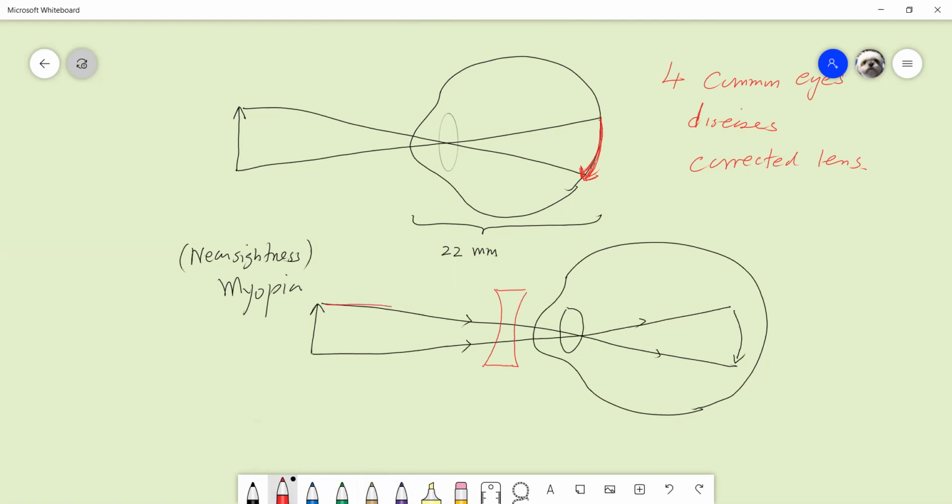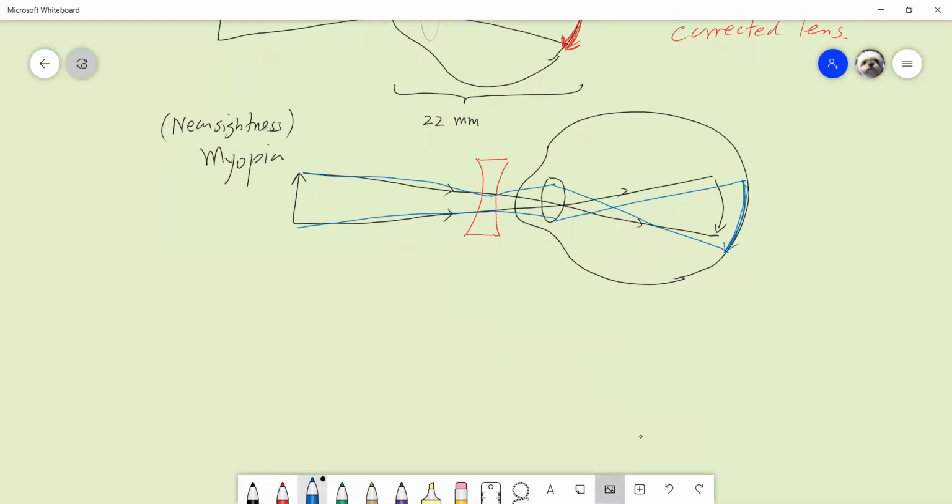Now then, the path of the wave will change a little bit. It's hard to draw. They will diverge a little bit, and then converge again now. Now then correct that such that the image will form approximately on the retina. Now this is called myopia, the nearsightedness, right?